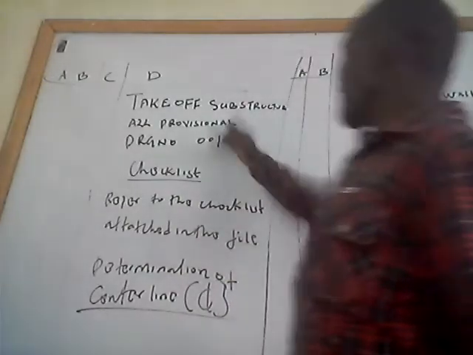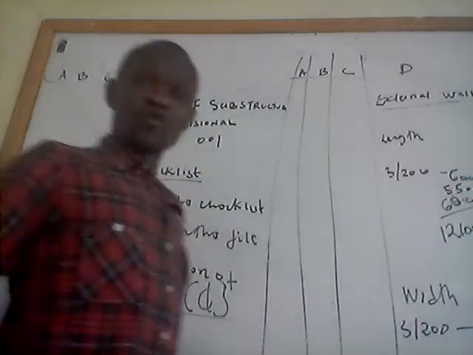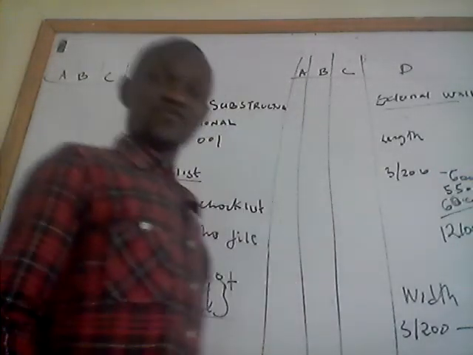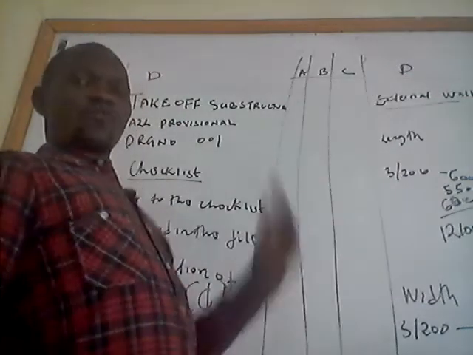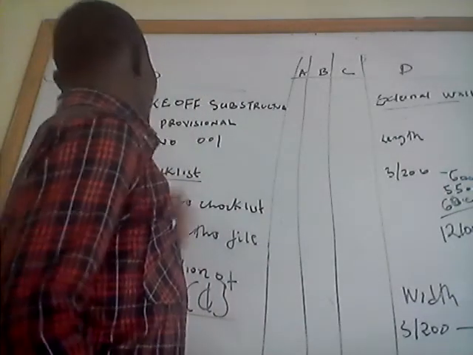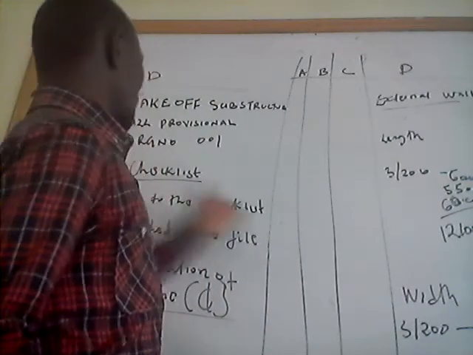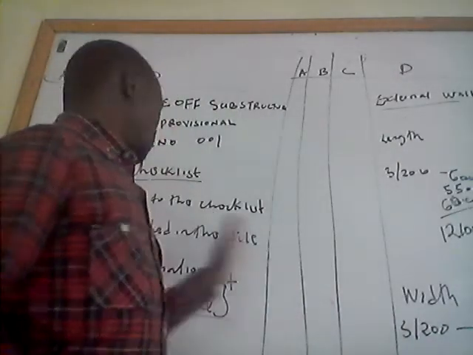So the first thing, when we are taking off, we must have what is called a checklist. A checklist is a guide. It will tell us what we are supposed to measure. Refer to the checklist attached in the file.